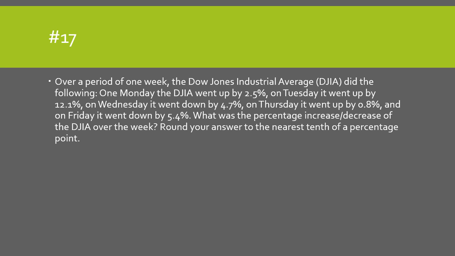So what we're going to do is that first we have to turn all these into decimals. So the 12.1 turns into 0.121. This one turns into 0.025. 0.8 turns into 0.008. 4.7 turns into 0.047. And 5.4 turns into 0.054. Now, if it increases, we're going to add 1 to it.